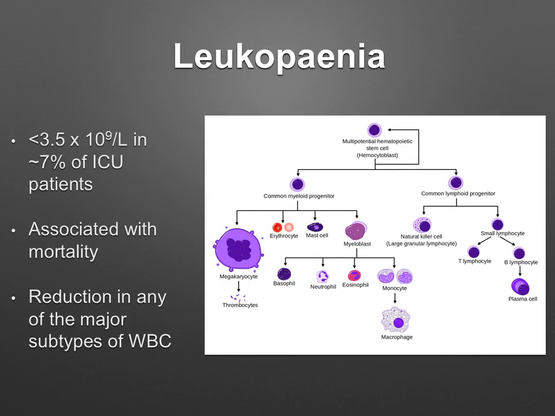So leukopenia, so low white cell counts, is typically defined as a total white cell count below the lower limit of normal, which is less than 3.5, and we're seeing this in maybe 7% of ICU patients. We know that it's associated with mortality, and it can be the result of a reduction in any of the major subtypes: neutrophils, lymphocytes, monocytes, eosinophils, or basophils. I think most frequently it's the neutrophils and/or the lymphocytes, and we'll consider each of these in turn.